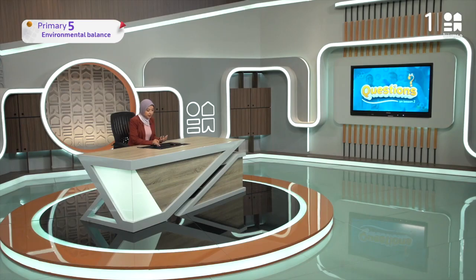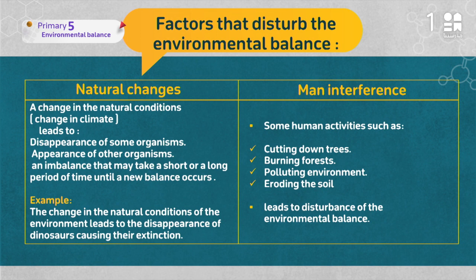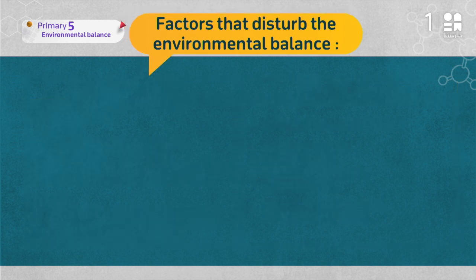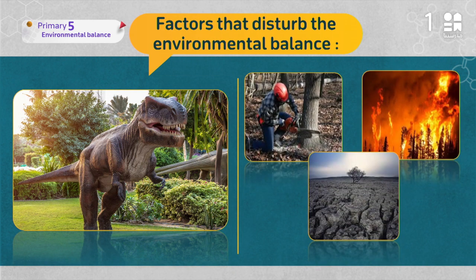طب what about the man interference? Man interference يعني أي activity we do that disturbs the balance of the ecosystem. زي إيه؟ Such as cutting down trees, burning forests, polluting the environment, or also eroding the soil. كلها examples بتسبب environmental imbalance that disturb the environmental balance. Okay, and those are the pictures as we can see in here, the dinosaurs and the activities that man does.